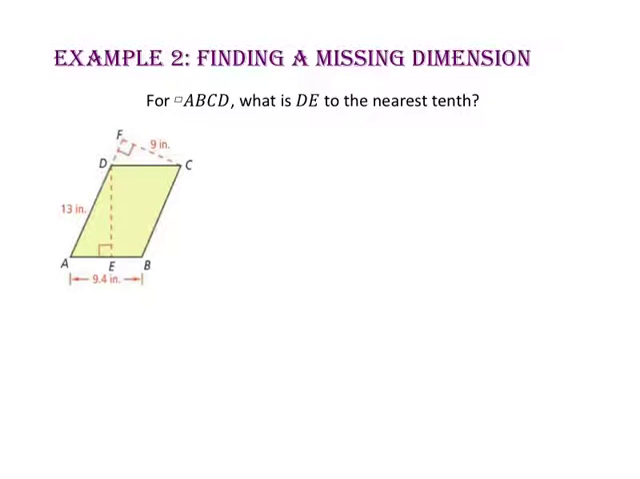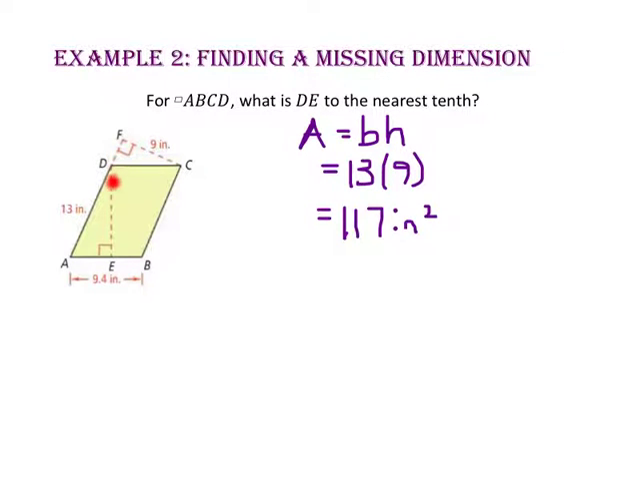For example 2, we will find a missing dimension. For parallelogram ABCD, what is the length of segment DE to the nearest tenth? We know that the formula to find the area of a parallelogram is the length of a base times the height. I can use this base and this height, or I can use this base and this height, but I will still get the same area. Since I know the length of this base and its corresponding height, let's start with those two. The area of the parallelogram will equal 13 times 9, which is 117 inches squared.